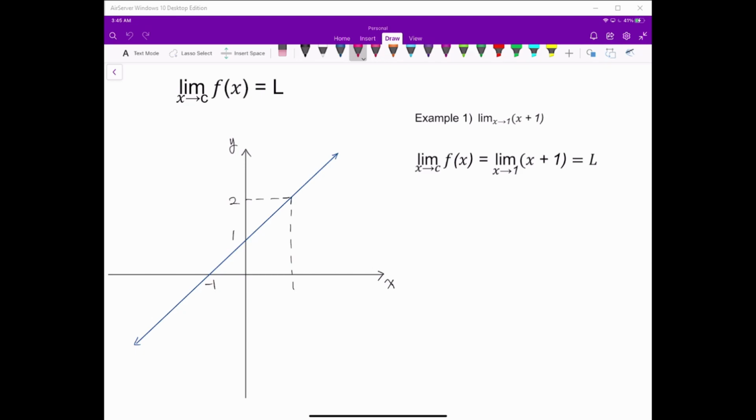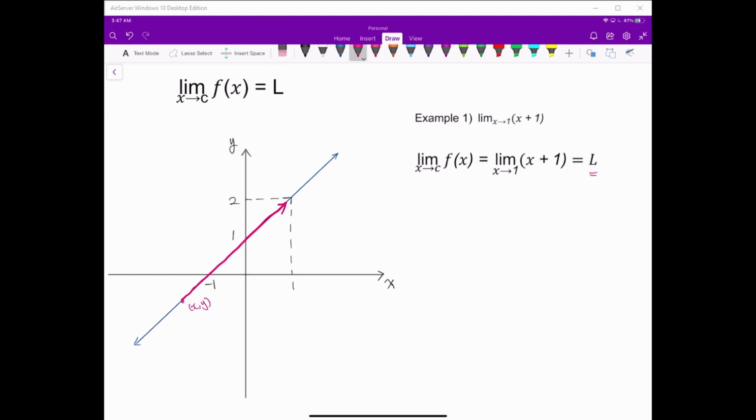The first example asks you to find the value L for the limit of the function x plus 1 as x approaches 1. Let's pick a random point on the function and say it is (x, y), and find out what the limit of the function value L is as x approaches 1. I picked a random point x here, which is on the left side of x equals 1 on the graph, where both x and y values are negative.